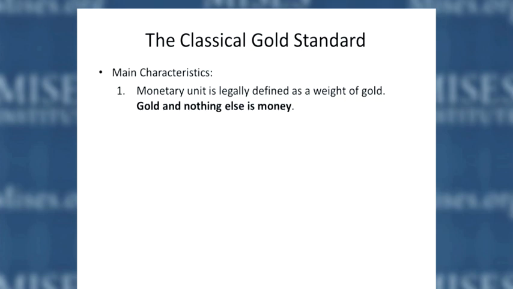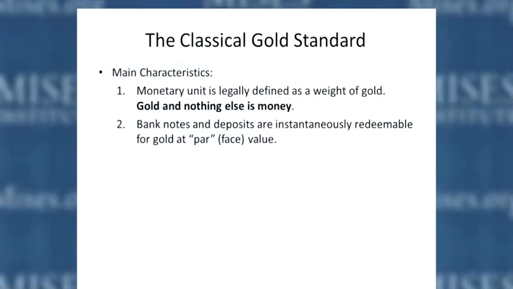So what was the classical gold standard? What were its main characteristics? As I said, government was involved. There were central banks during the era of the classical gold standard, though the U.S. did not have one. Basically, first of all, the monetary unit is defined as a weight of gold. So therefore, gold and nothing else is money. The banknotes and deposits that are issued are converted or redeemed at face value.